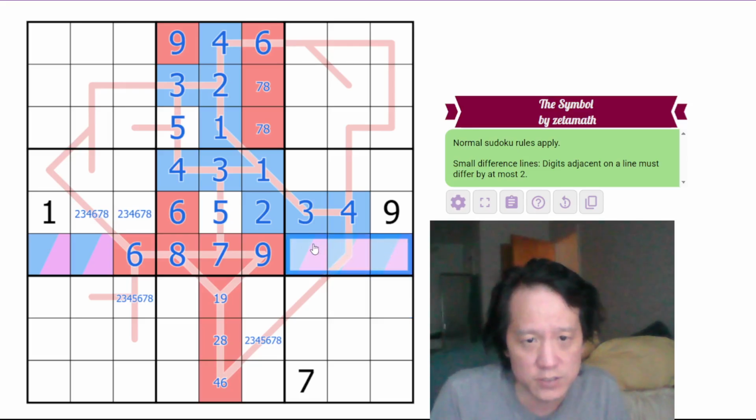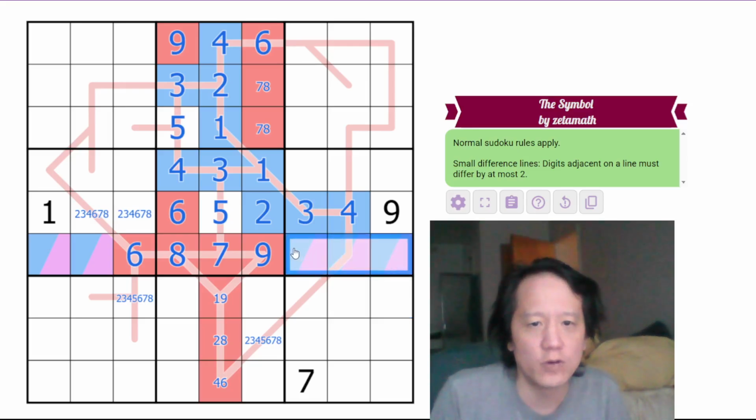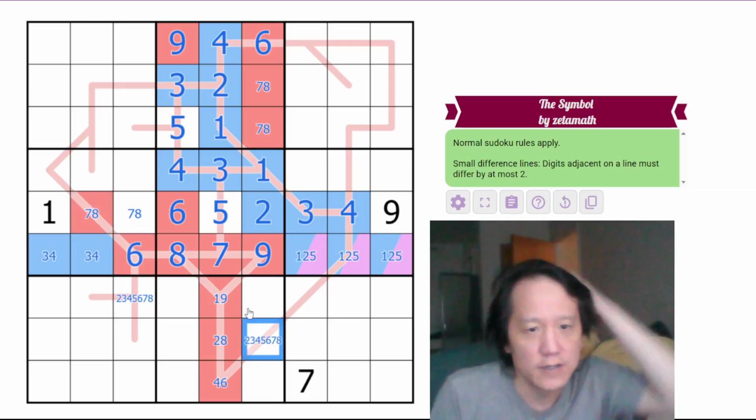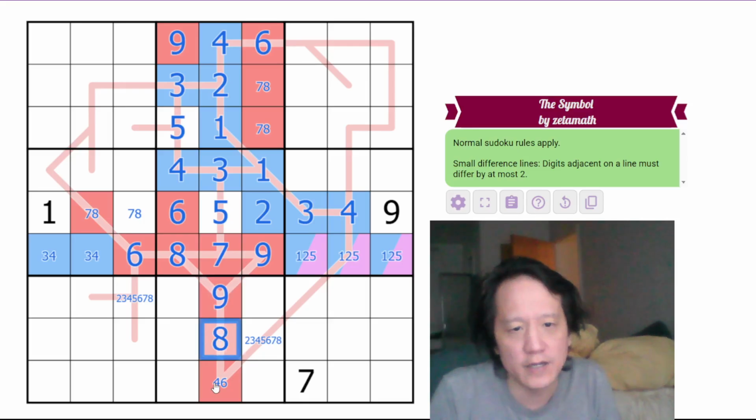Which means these form a 1, 2, 5 triplet because these are all low. And this must be a 3, 4 pair, which means this cannot be pink. This cannot be 2, 3, or 4. This can't be 6. This has to be a 7, 8 pair. So this is high. This is then 9, 8, and 6.